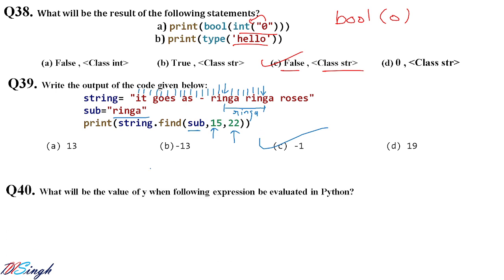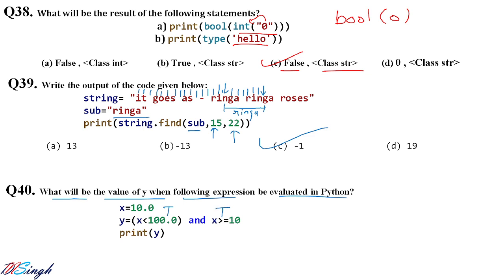Let us go for question number 40. What will be the value of y when the following expression is evaluated? So there you go. X is less than 100.0, so this is going to be true. X is greater than or equal to 10. Obviously, the equal to part will match because X is also 10. So both are true, and y will be True. Let us check the answer. The answer is True, option D.